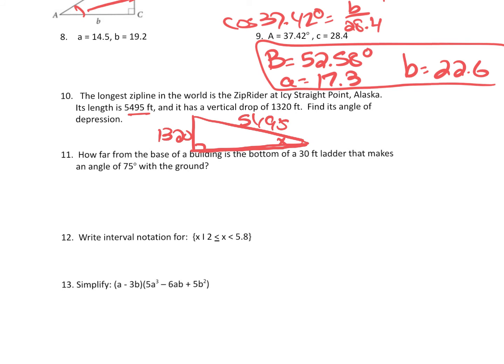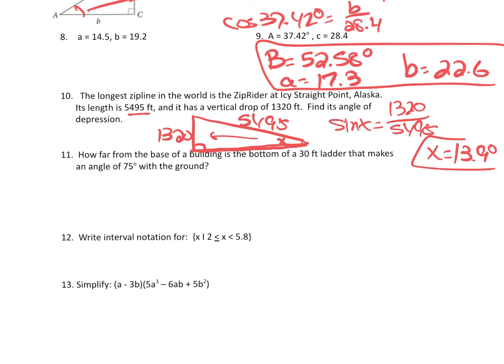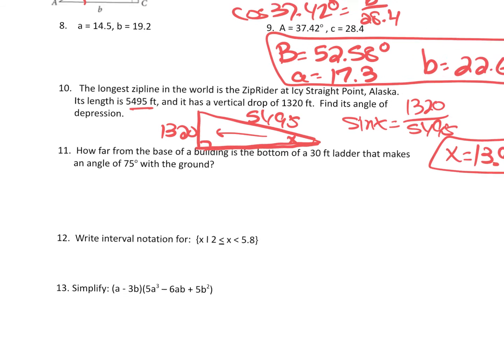So look what sides I know. I have the opposite, and I have the hypotenuse. So I'm going to do sine of X is the opposite over the hypotenuse. Now, every time you're looking for an angle, remember it's inverse. So I'm going inverse sine, second sine, 1320 divided by 5495, and it's giving me 13.9 degrees. Or you could put 14 degrees, probably be okay. 13.9 degrees doesn't sound real steep, but if you're on a zip line, it's pretty darn steep.